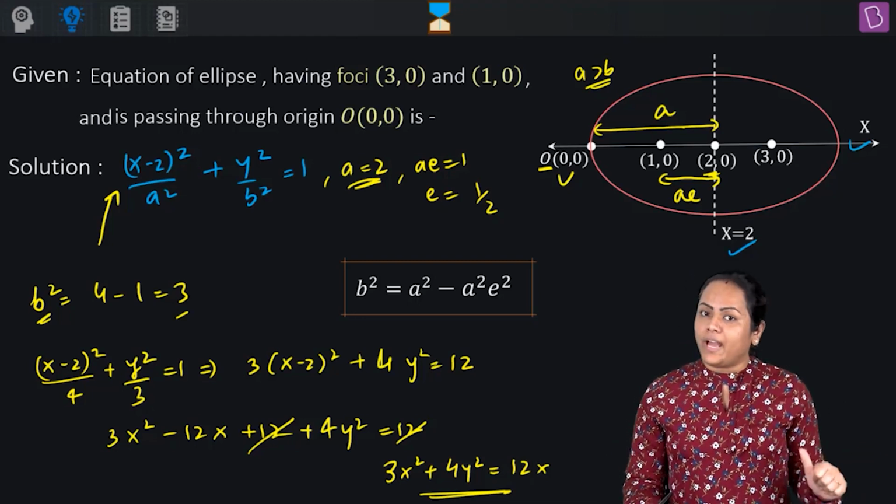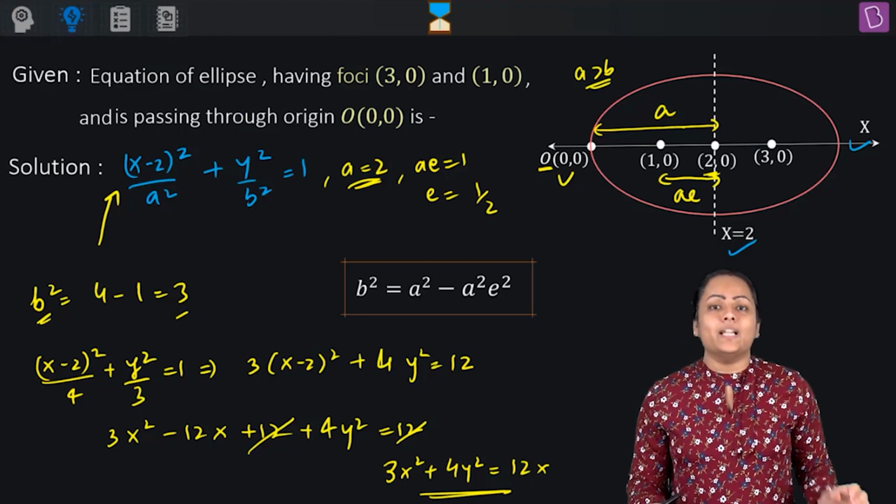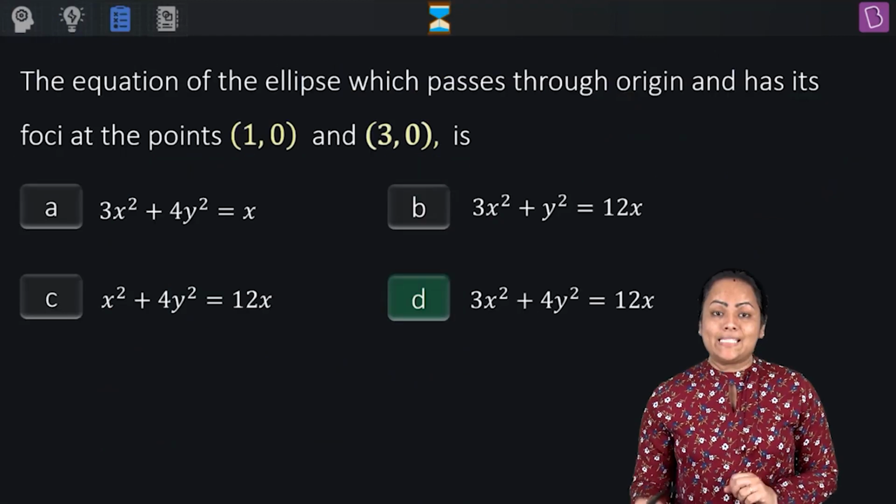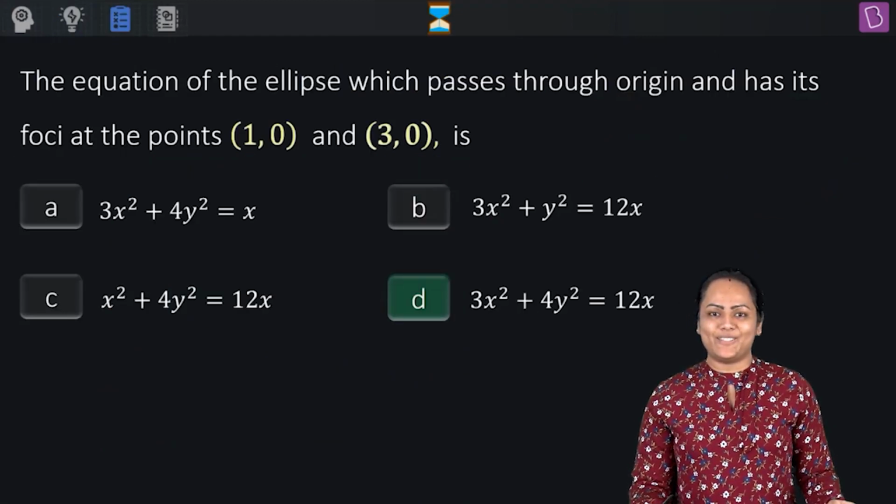Have you understood what we have done? Very well. So if we see the options here, we can say that D is going to be the right answer.